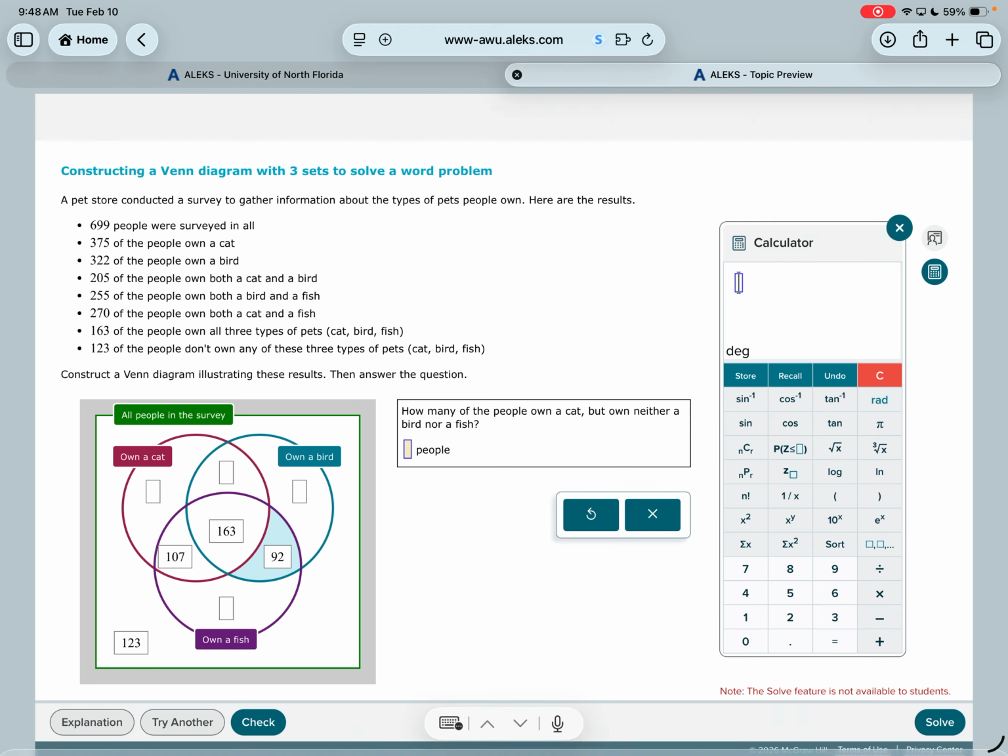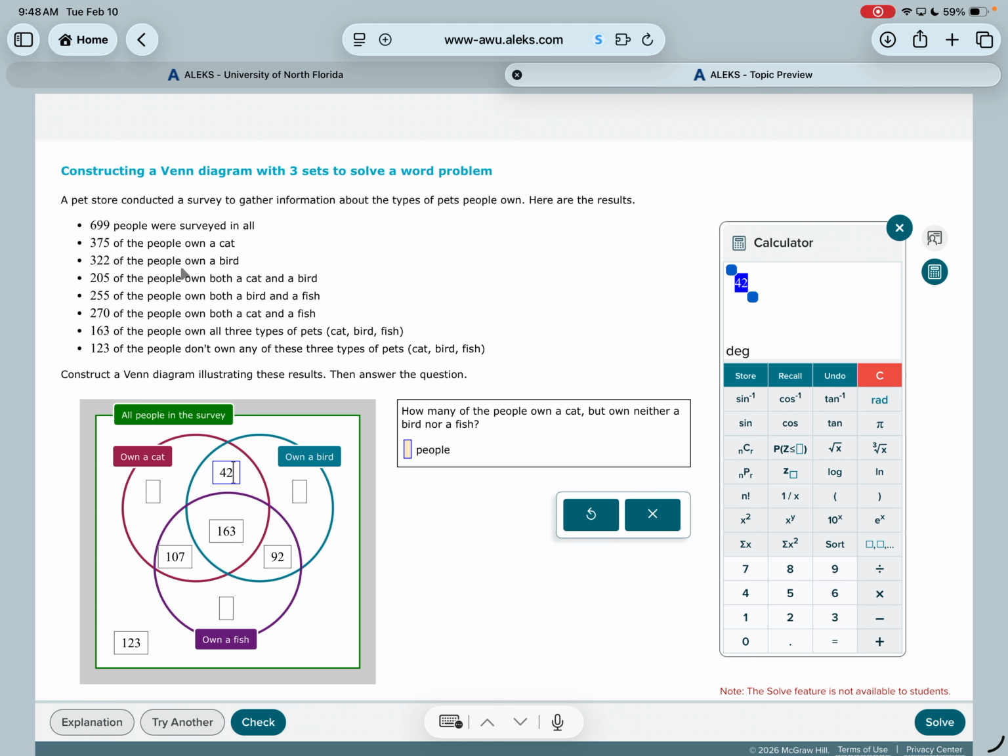Okay, so you see how you've got to work from the middle out because you're going to have to subtract them. And then 205 own a cat and a bird. Well, there's already 163 in there, so 205 minus 163. There's 42 right there. Okay. All right, keep going up.